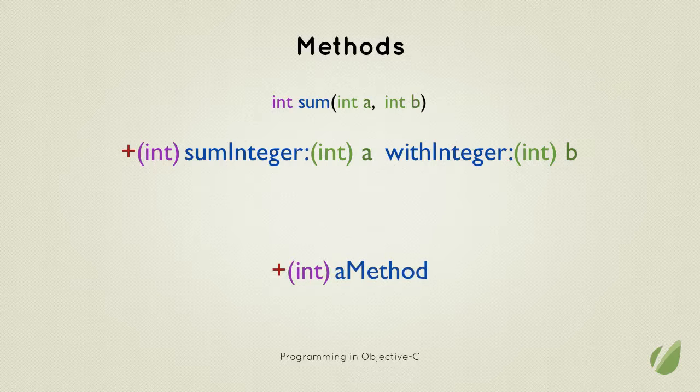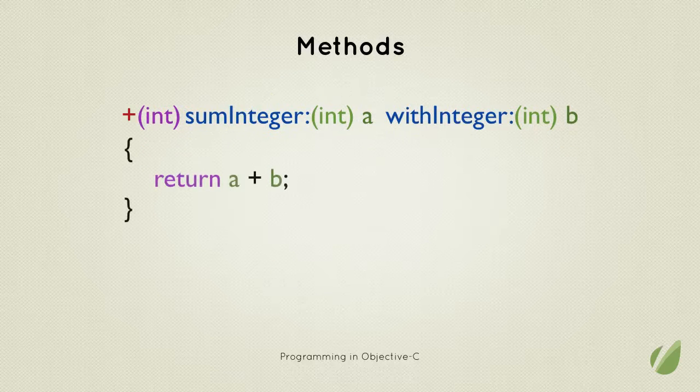Now, let's implement the sum integer with integer method. We simply write the function body within curly brackets. In this case, we return the sum of the two parameters. Please note that I'm using the name of the parameters after the colon, in this case a and b.